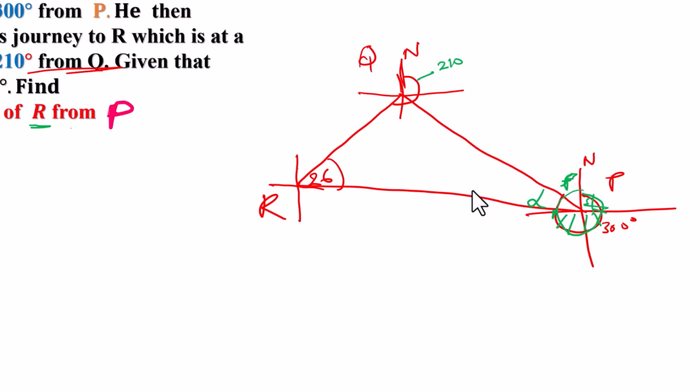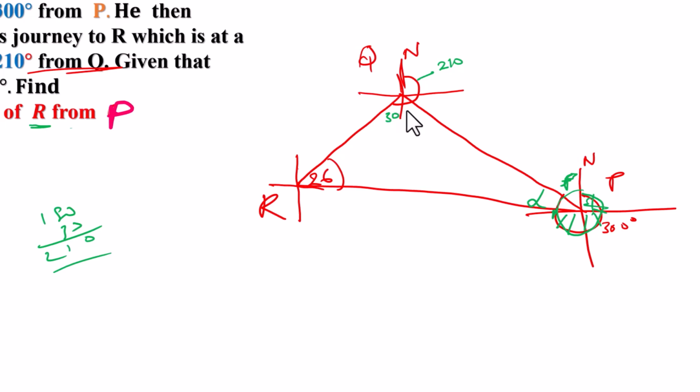From this side to this side is 210, and we know from this side up to this side is 180. So 180 plus what value will give us 210? 180 plus 30 is 210. So this side is 30 degrees.